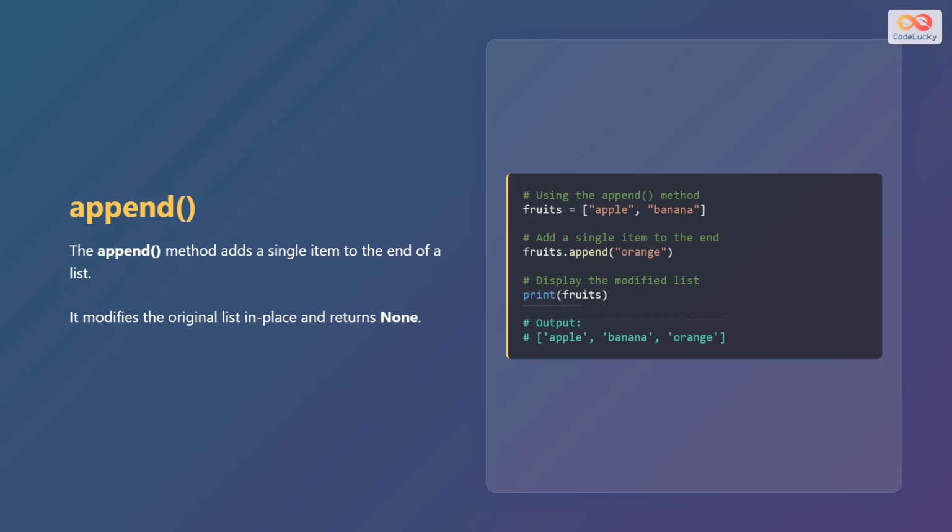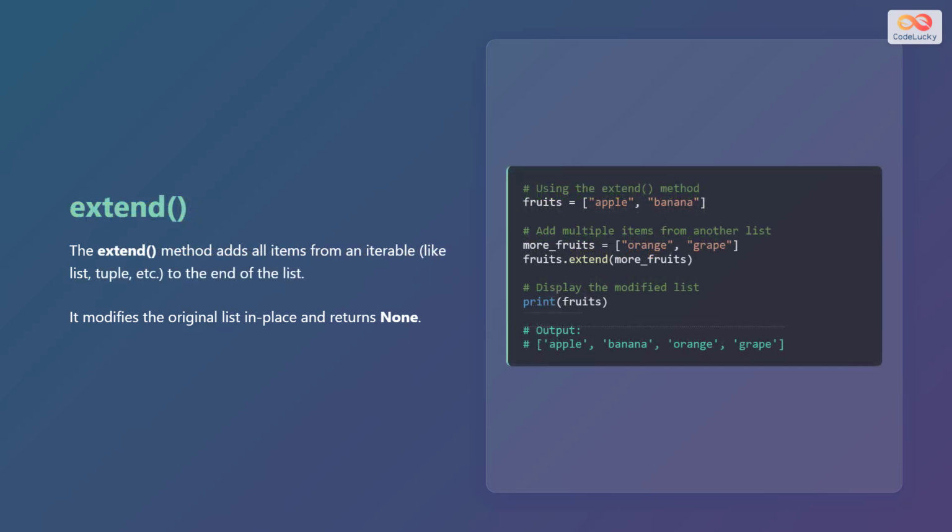Take a look at the example. First, we initialize a list called fruits with two items, apple and banana. Then we use the append method to add orange to the end of the list. When we print the fruits list, the output shows that orange has been added to the end.